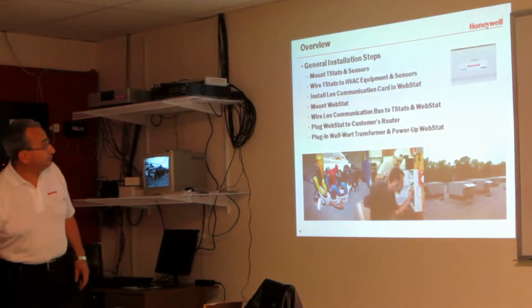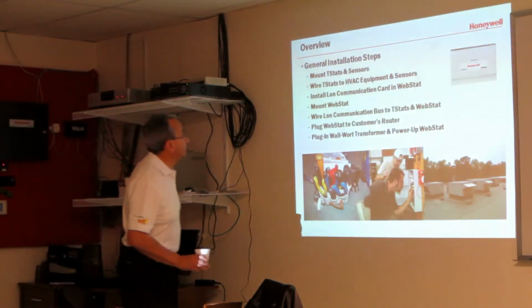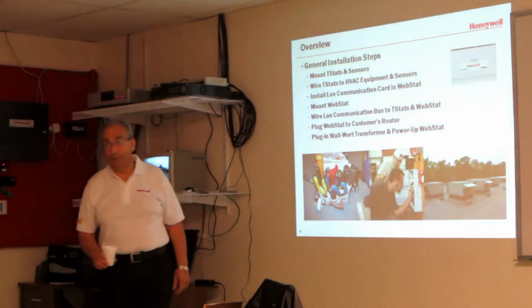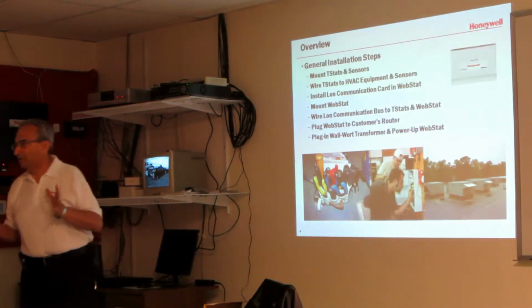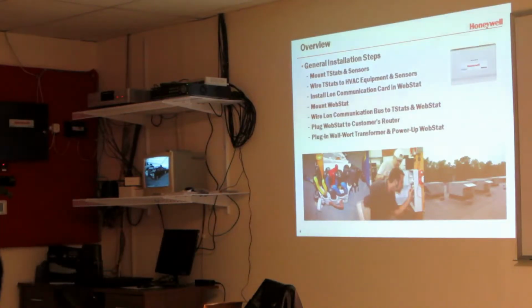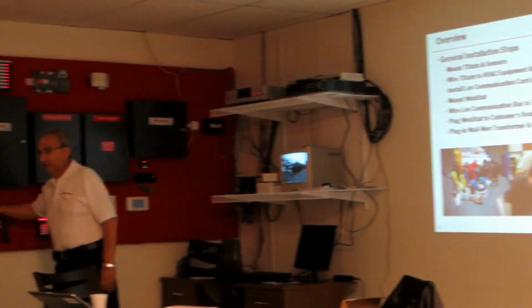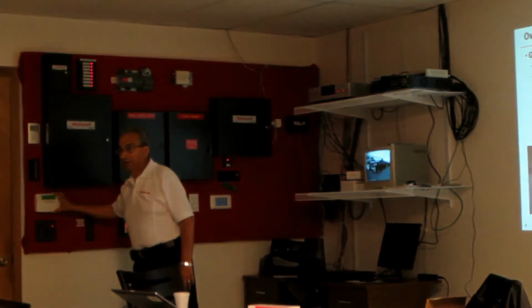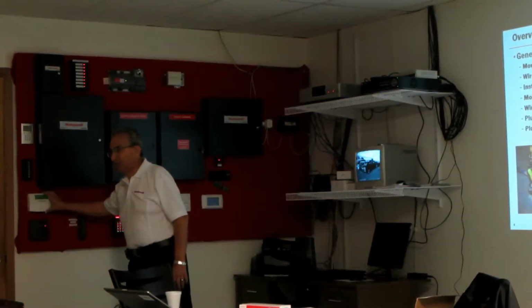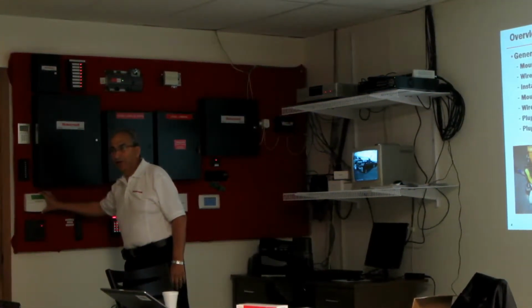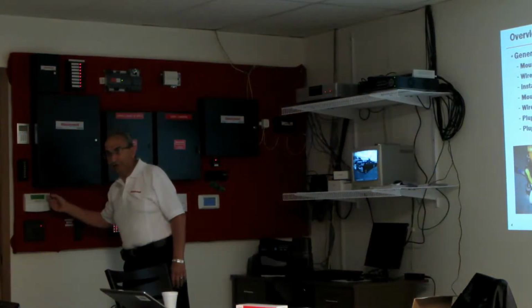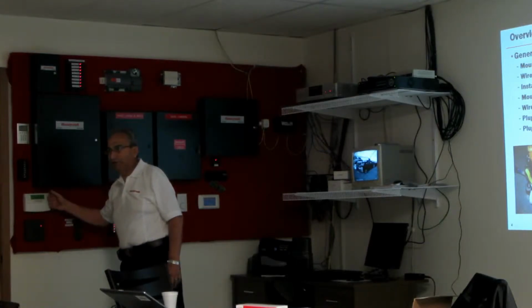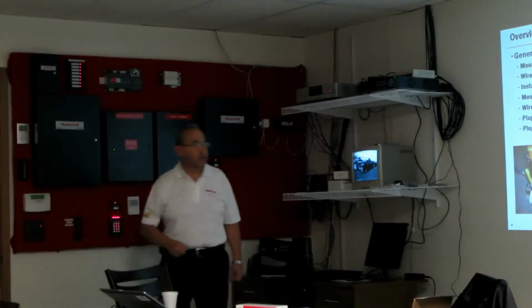Now, the general installation setup is you mount the stats and sensors on the wall. You can use remote sensors, all the stuff that you do with a commercial thermostat. This is our top of the line commercial stat. It has a very strong algorithm for calculating heating and cooling. It's very accurate. It does outside air connections, discharge air connections, all that stuff you can put on here. It communicates on the bus.